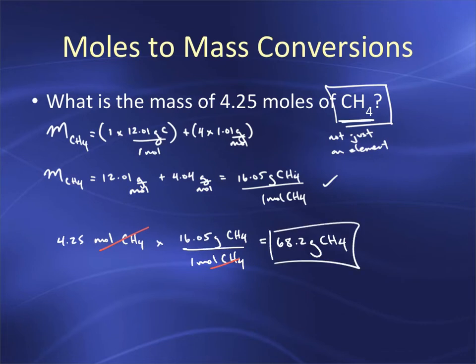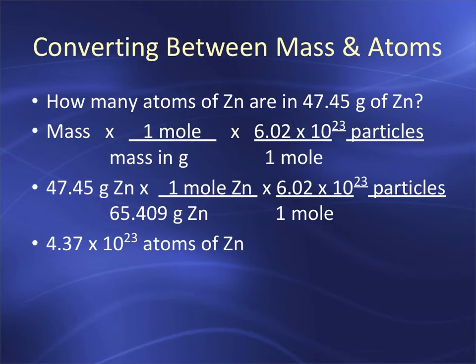So the only thing different here is if we've got a compound, we just got to add up the elements and multiply them, however many we have of them, times the molar mass of an individual one. So what about a question like this? Here's a good one. How many atoms of zinc are in 47.45 grams of zinc?